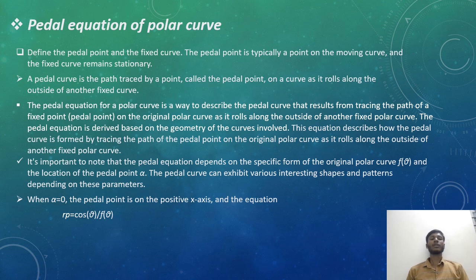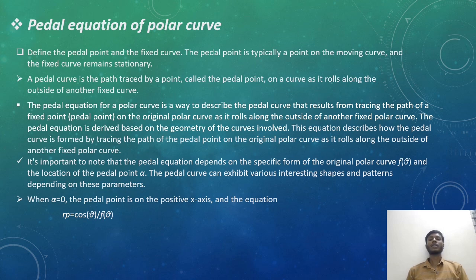A pedal curve is the path traced by a point, called the pedal point, on a curve as it rolls along the outside of another fixed curve. The pedal equation of a polar curve is a way to describe the pedal curve that results from tracking the path of a fixed point on the original polar curve as it rolls along the outside of another fixed polar curve. The pedal equation is derived based on the geometry of the curves involved.